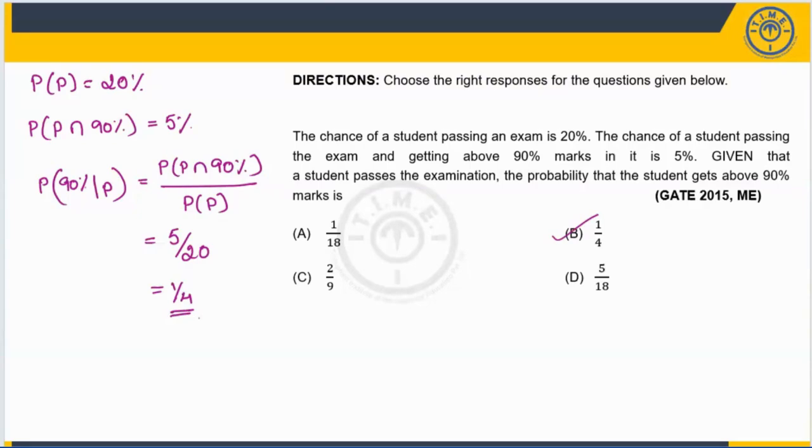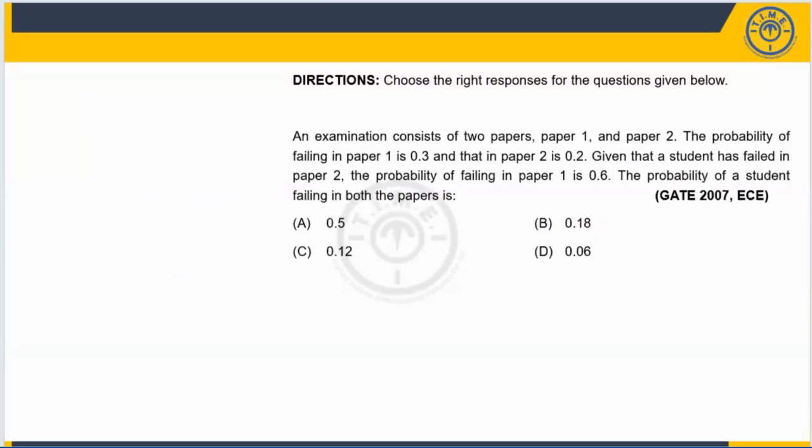Now again. So here is another one, a similar model, but in a different way. An examination consists of two papers. Let us say P1 and P2. The probability of passing in paper 1 is 0.3 and the probability of passing in paper 2 is 0.2.